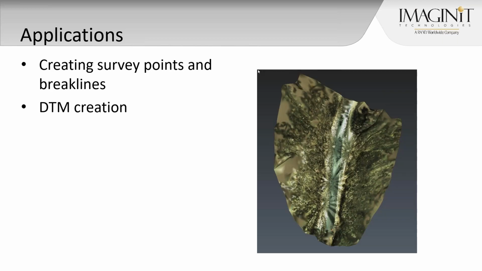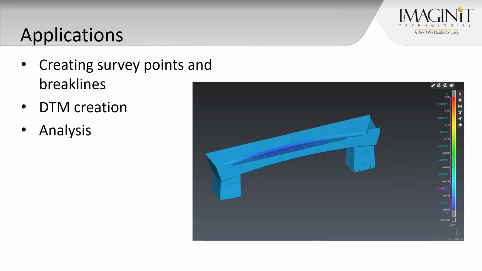Right? DTM creation. We can take our point cloud data and simply turn it into a digital terrain model. Now, I don't have break lines here. I'm not using survey points, but I can create a DTM with point cloud data. And again, these are a couple things I'm hoping to show here if we have time. And then, of course, there's analysis.